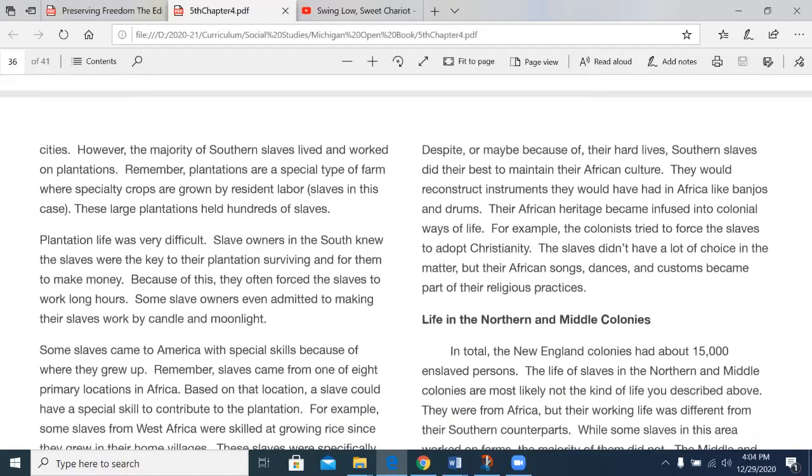Despite, or maybe because of, their hard lives, Southern slaves did their best to maintain their African culture. They would reconstruct instruments they would have had in Africa, like banjos and drums. Their African heritage became infused into colonial ways of life. For example, the colonists tried to force the slaves to adopt Christianity. The slaves didn't have a lot of choice in the matter, but their African songs, dances, and customs became part of their religious practices. You may at this point see some similarities to what we had to experience through boarding schools here with the forcing of religion.